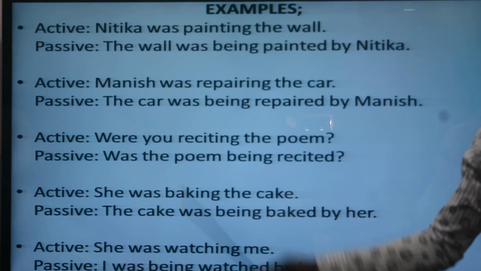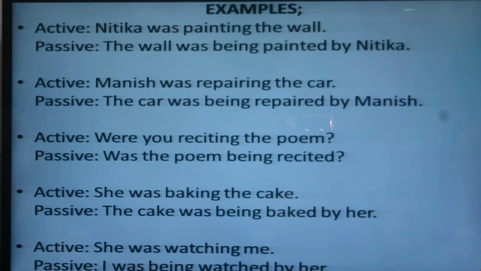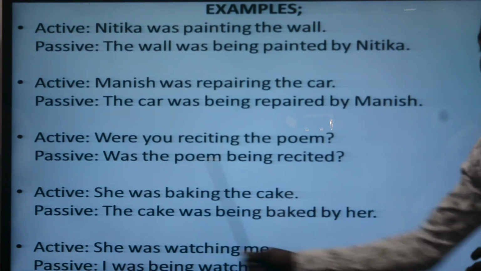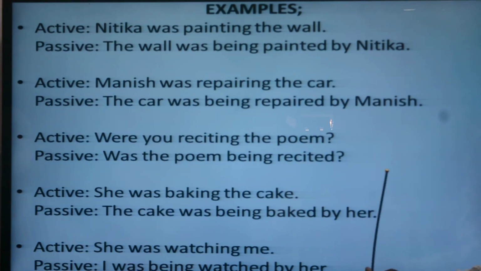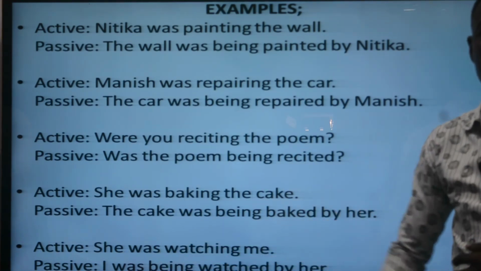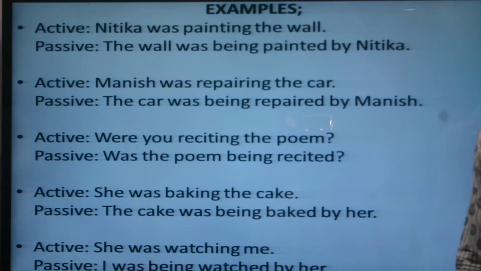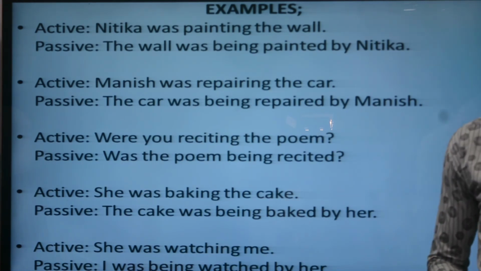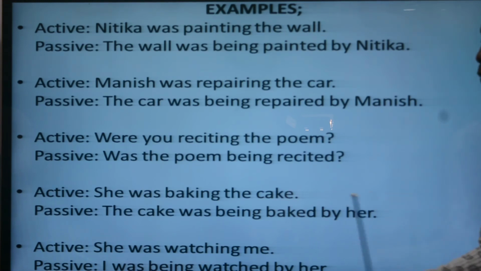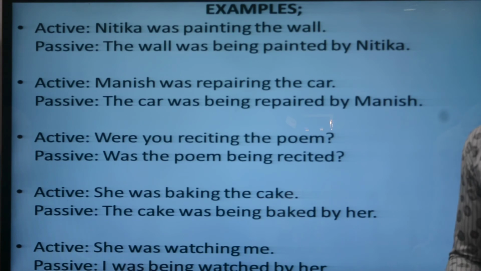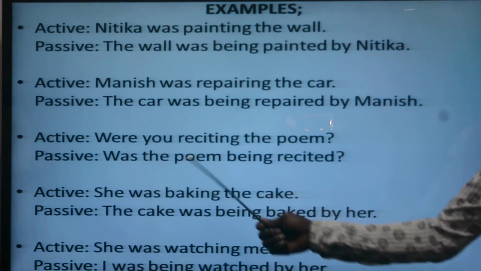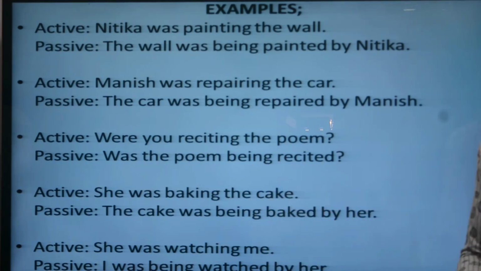I will explain to you in our next episode the reason why we didn't bring the by and the subject. This is not wrong. We could have added the by and the subject, but this is the short form of the passive. We have the long form. The long form is where we add the by and the subject, but the short form we can choose to ignore the subject. All right, so was the poem being recited?